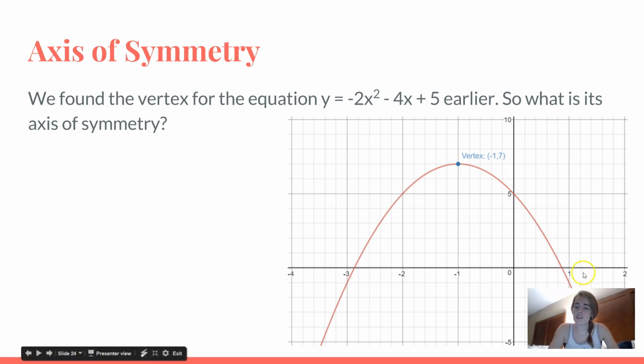This equation earlier is what we actually did. In the review I did at the beginning of this lesson, we found that the vertex was negative 1, 7. So think about, where is the axis of symmetry going to be? Where can I draw a vertical line to cut this parabola directly in half? Think about it for a second. Don't just say a number, give me an equation. Because if you just say, like, 6, that doesn't mean anything to me. What is the equation of the line?